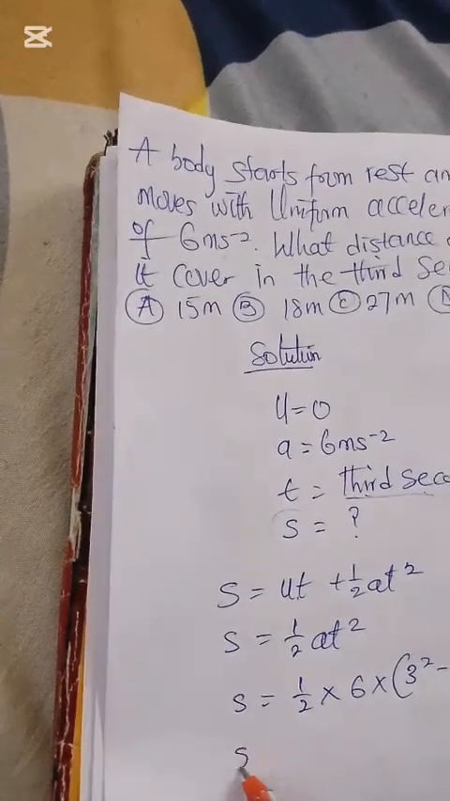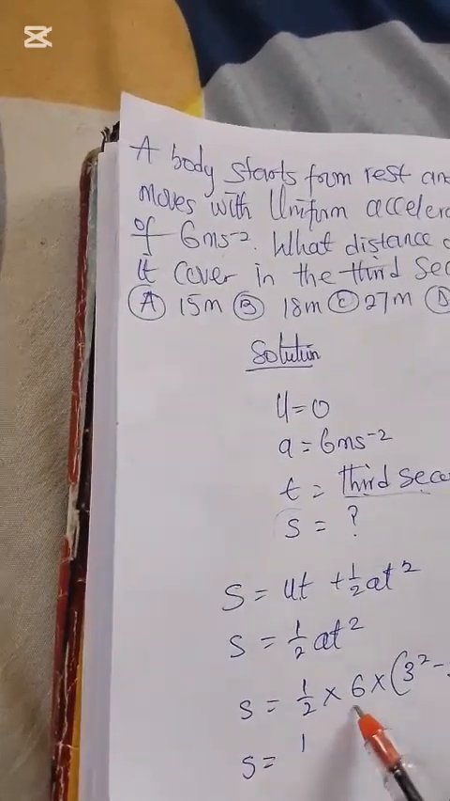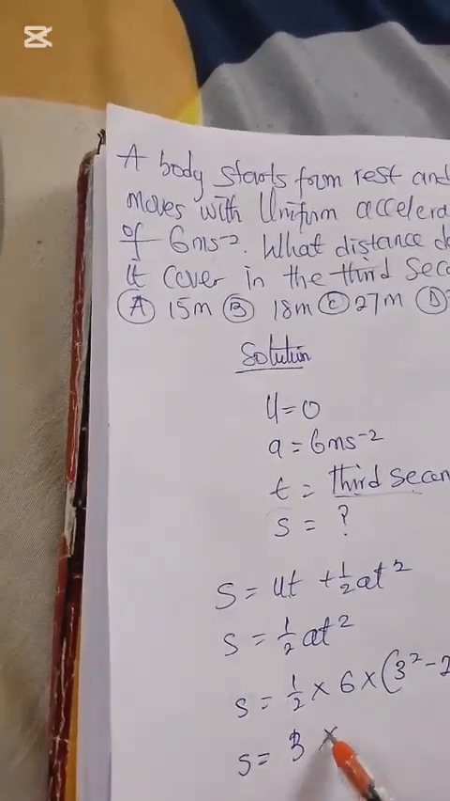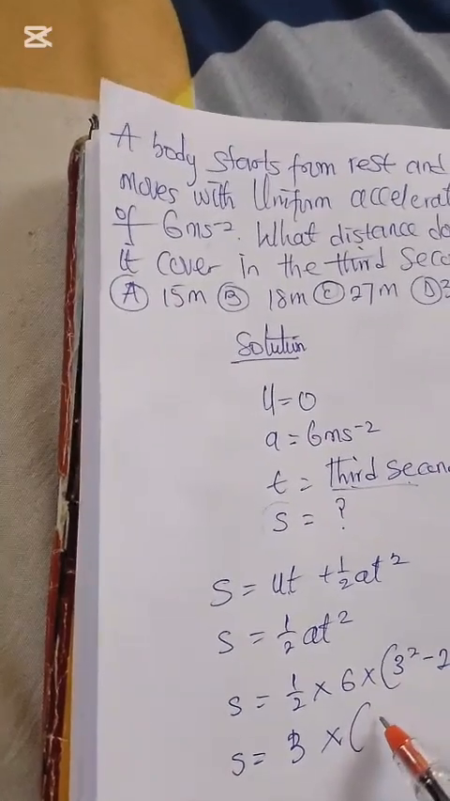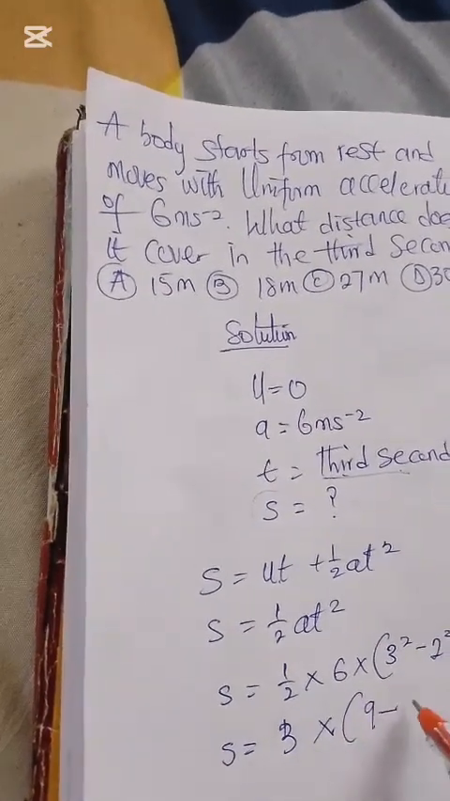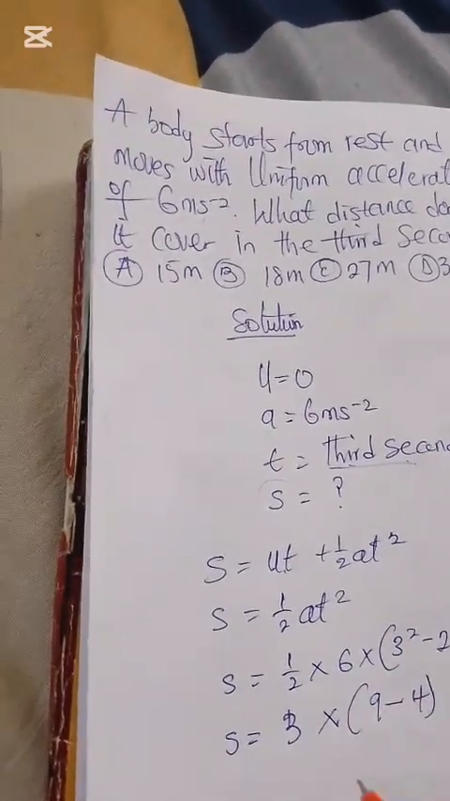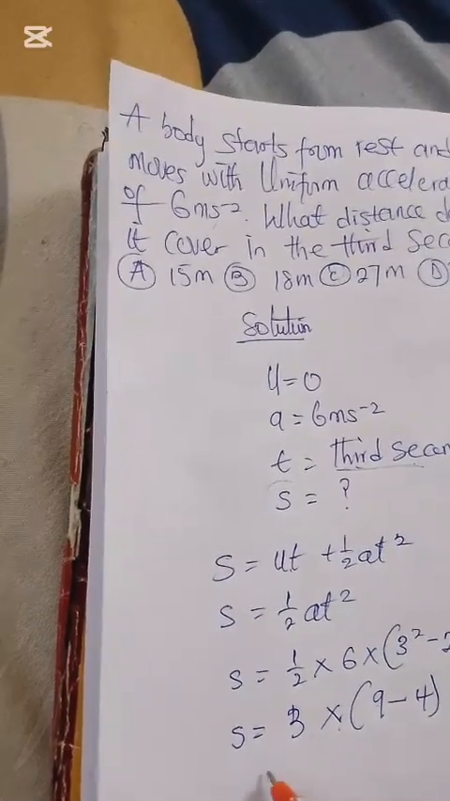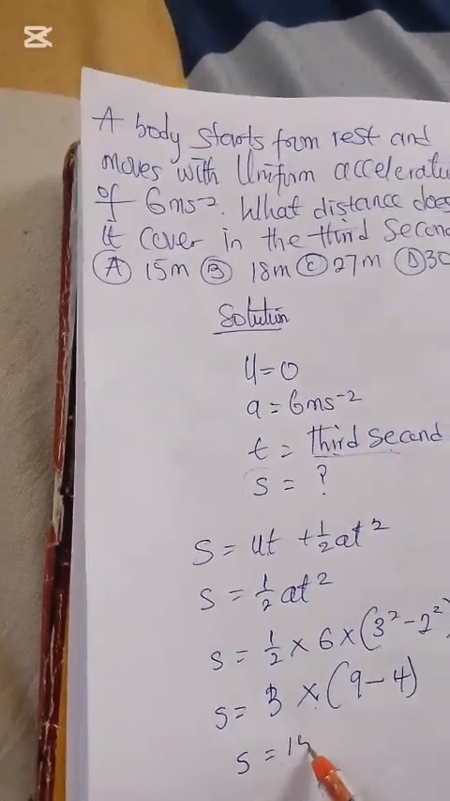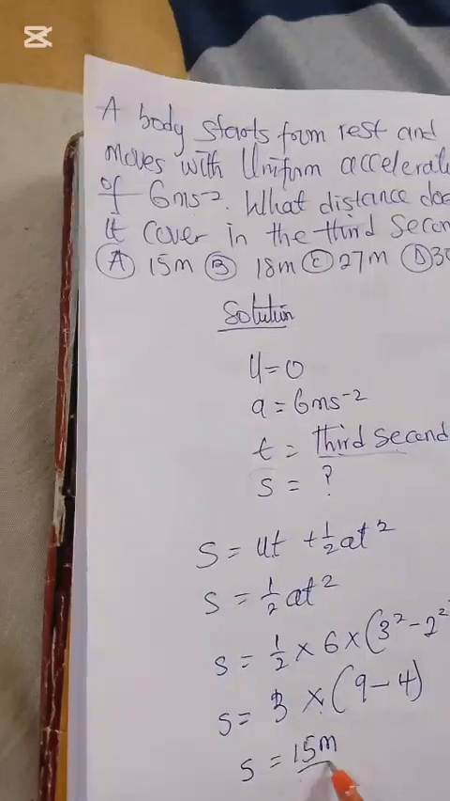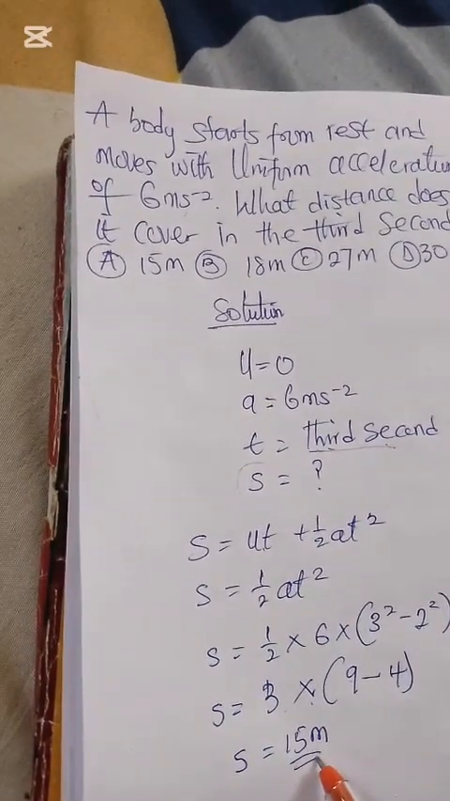Then we have distance covered will be 1 over 2 times 6, which will give us a 3, times 9. 3 square is 9 and 2 square is 4. 9 minus 4 will give us 5. 5 times 3 will give us 15 meter. So that is the distance covered in the third complete second.